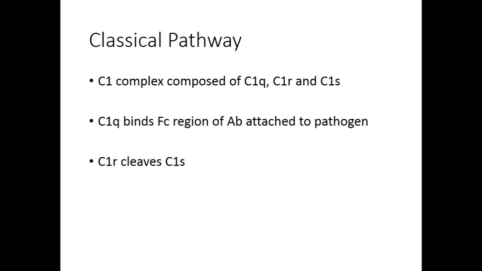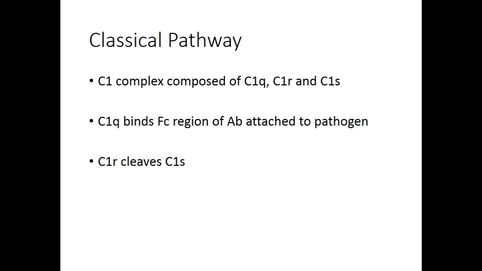Now coming to the classical pathway, the first protein is C1, and C1 is actually a complex of proteins, in that it contains 3 other proteins. It is when 3 proteins come together that we call it C1. That is C1q, C1r and C1s. In this, C1q is the large protein, and C1r and C1s are smaller proteins attached to this larger C1q fragment.